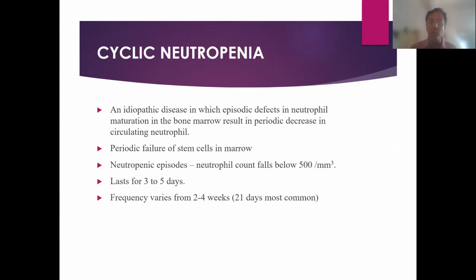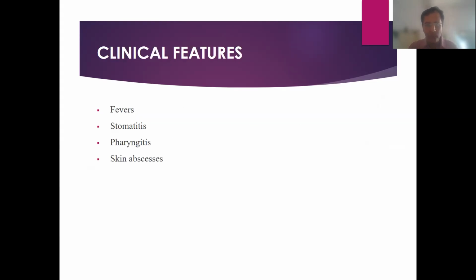What is cyclic neutropenia? Sometimes it is an idiopathic disease with episodic defects in neutrophil maturation in the bone marrow and a periodic decrease in neutrophils. A periodic failure of the bone marrow stem cells is known as cyclic neutropenia. It lasts 3 to 5 days, and the cycle recurs every 2 to 4 weeks. Clinical features are fever, stomatitis, pharyngitis, and skin abscesses.